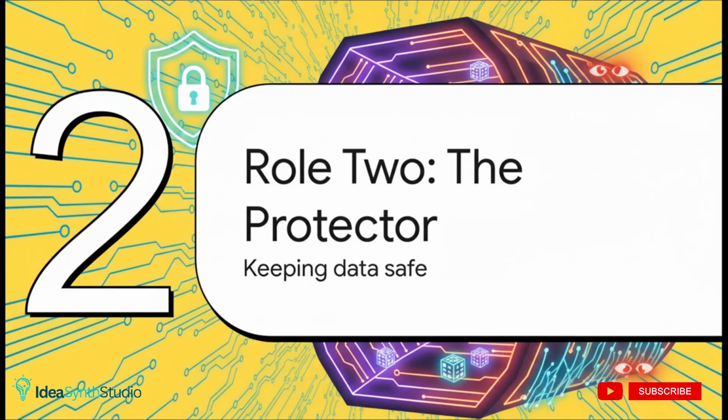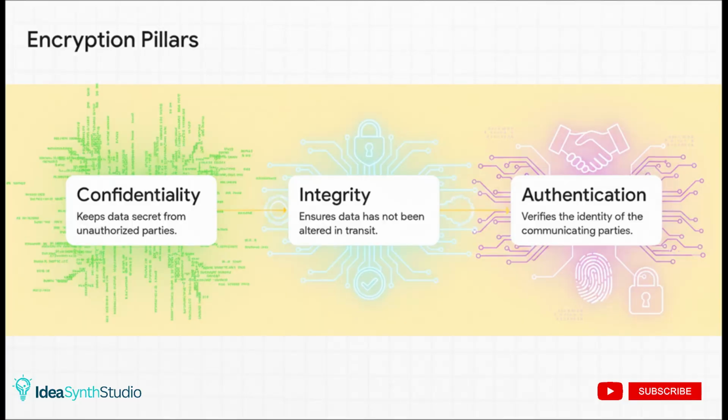Okay, so once the data is successfully translated, our agent swaps hats. Now it becomes the protector. This role is 100% about security. It uses encryption to create a secure tunnel for your information to travel through, shielding it from any prying eyes. Now, this protection rests on 3 powerful pillars, which are often handled by protocols like SSL or its more modern successor, TLS, Transport Layer Security.